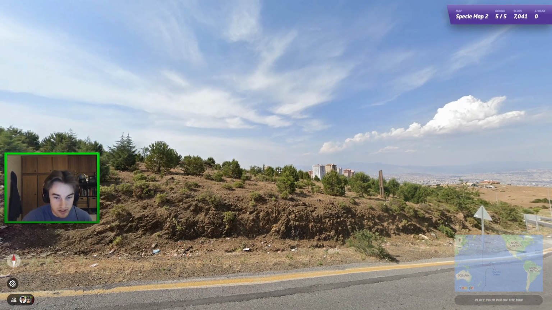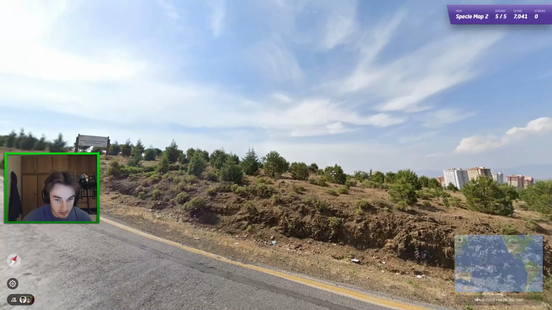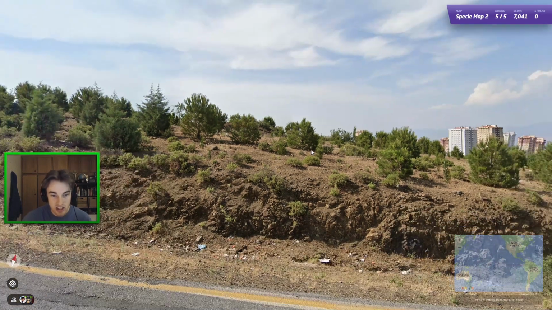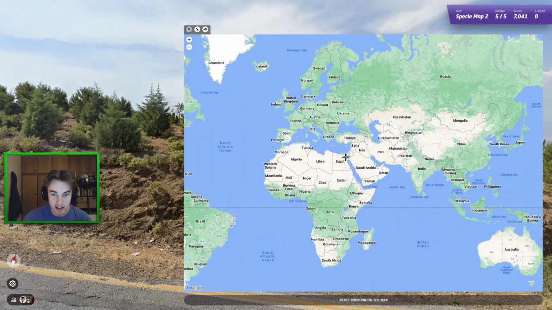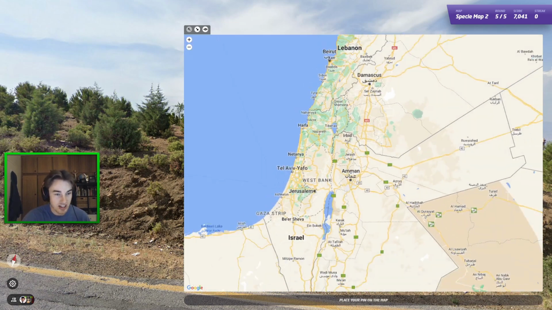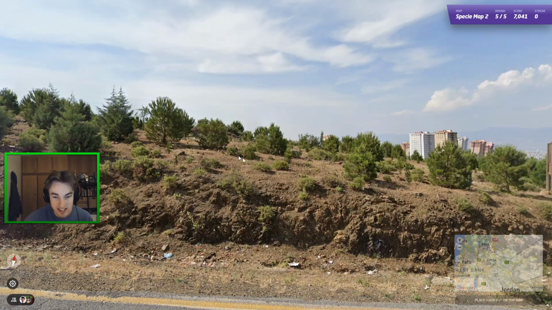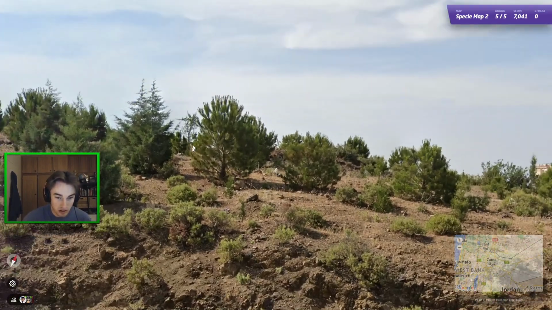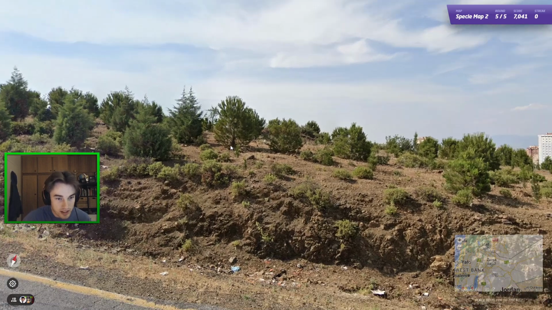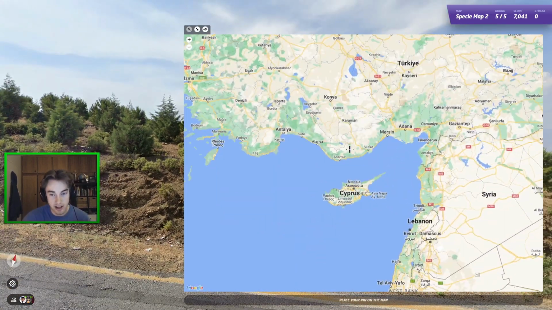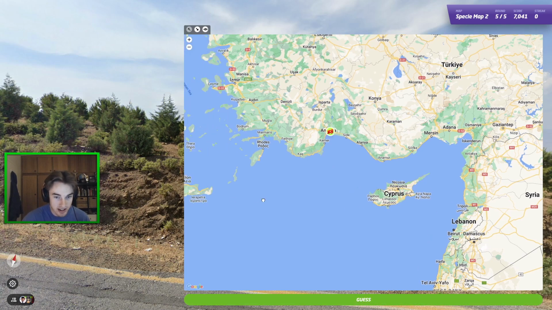This almost feels like Turkey or something like that with the buildings in the back, but these trees specifically, I feel like I've seen such vegetation in Jordan and Israel as well, maybe around the Jerash area. I've had rounds where I got really confused because I saw these small conifers. I guess I'll go for South Turkey for that reason, maybe around Antalya.